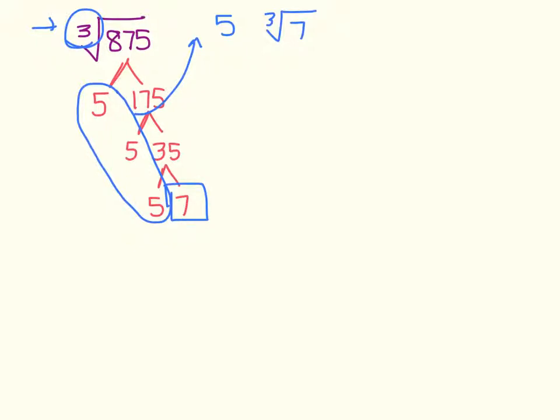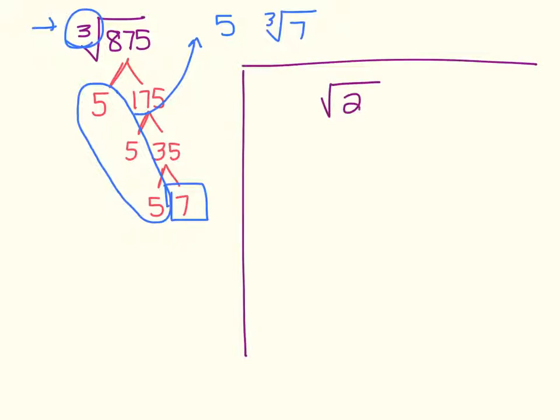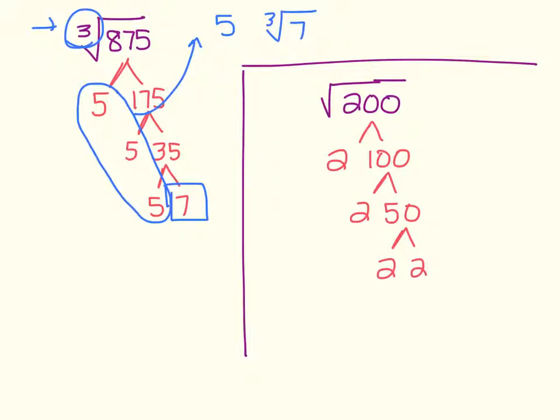Square root of 200. So let me do that one real quick with this method so you can see what that looks like. Square root of 200. Again, if you can look at that and say, oh, well, I know it's 100 times 2, you can do the square root of 100, pull that number out. Or you could say, well, this is 2 and 100. 100 is 2 and 50. 50 is 2 and 25. And 25 is 5 and 5.